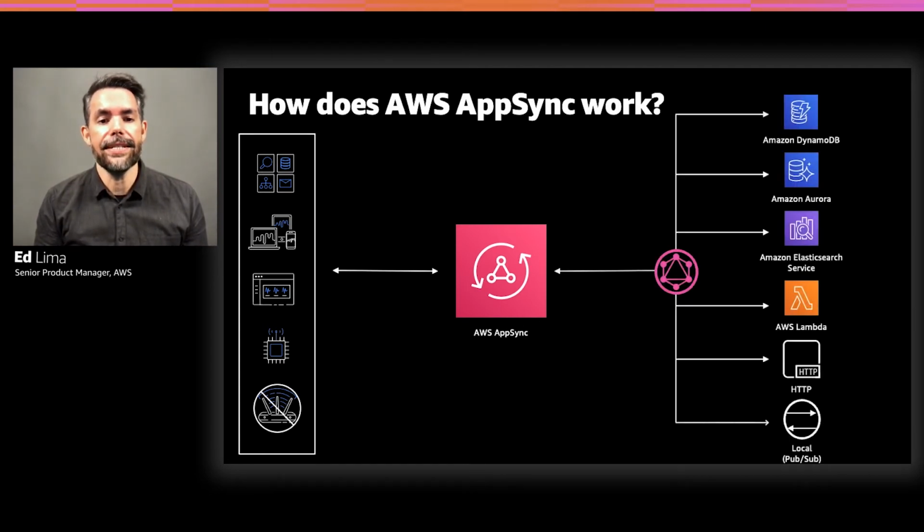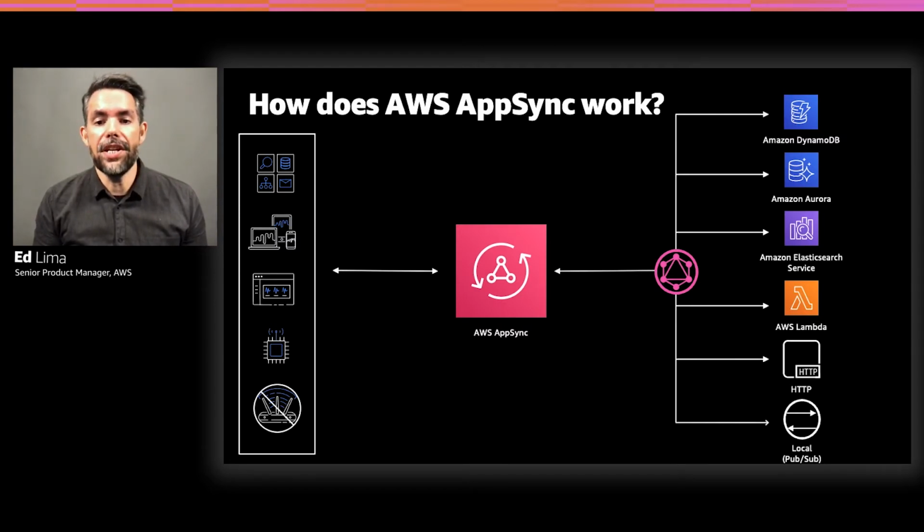AppSync APIs can access data directly in DynamoDB NoSQL tables, our serverless databases, or Elasticsearch clusters. Applications can access anything in your account using Lambda functions or even REST APIs with HTTP resolvers. You can easily have both REST and GraphQL in your backend behind an AppSync API.